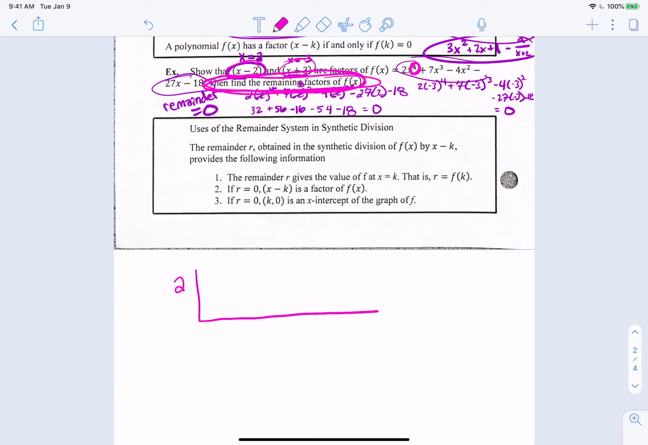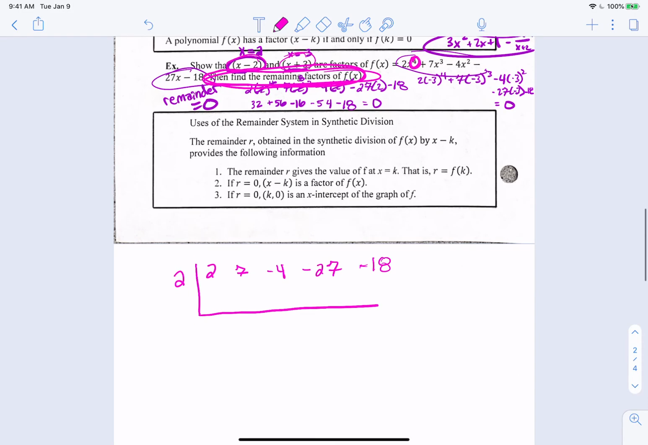So let's divide the 2 out. We're going to set 2 on the outside. 2, you said 7. Do we need to put zeros in there? No. Always check to make sure. Negative 4, negative 27, negative 18. Okay, so drop the 2 down.